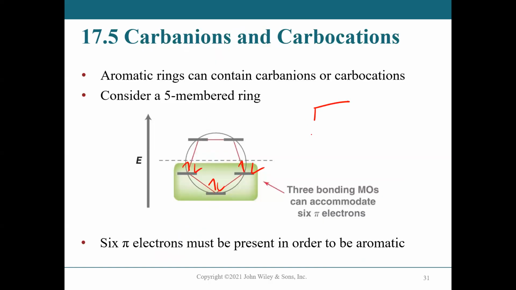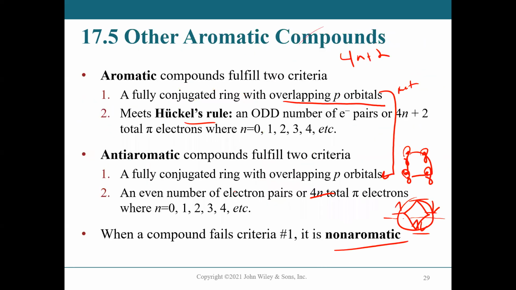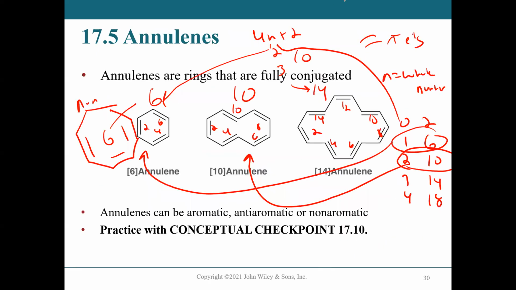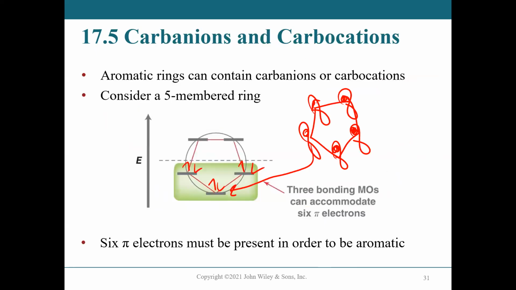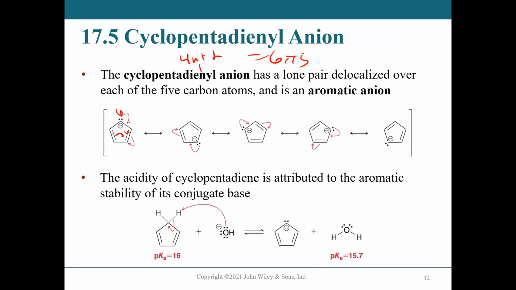If we draw this like this, we're going to have overlap on all the structure, and this is what this is. So that's going to fulfill this criteria right here: a fully conjugated ring with overlapping p orbitals. So that's our first criteria right here. This is all overlapping right here, right? Then the second criteria is, do we fulfill the 4n plus 2? If we put a 1 in here, that equals 6. We have 6 electrons, so yes, we do.